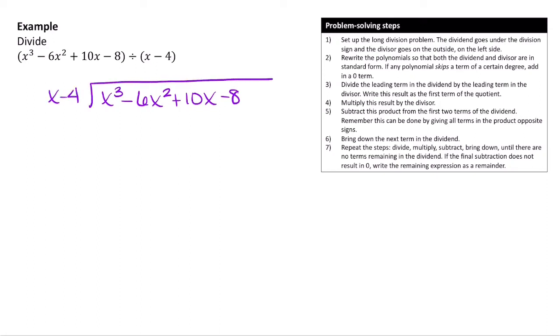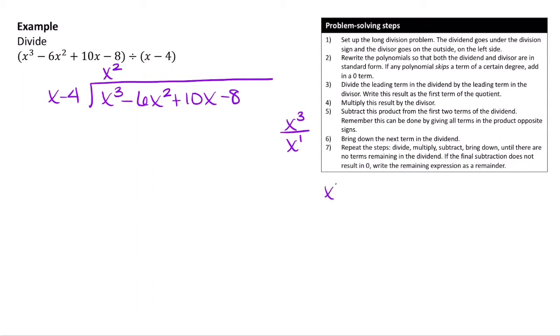Okay, so the first thing I'm going to do is divide those leading terms. So x cubed divided by x. If you need to do scratch work to see this, feel free to go ahead and do so. So it's x cubed divided by x, which is like x to the 1. So remember, when I'm dividing, I subtract those exponents. So this is going to be x squared.